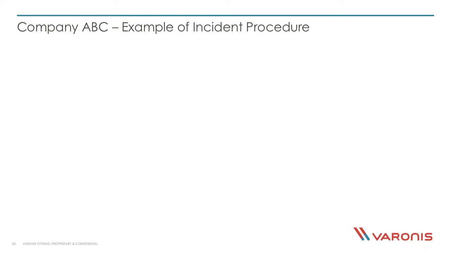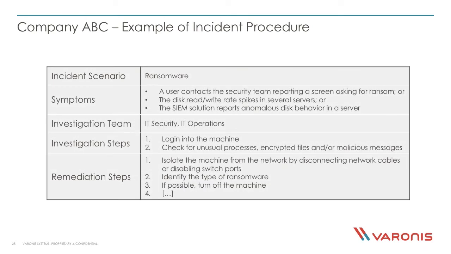The second example is a little bit more complex. It is a ransomware outbreak. The symptoms can be various. It can be a user contacting the security team reporting a screen, or a very high level of disk read and write events, or even the SIEM solution reporting anomalous disk behavior.